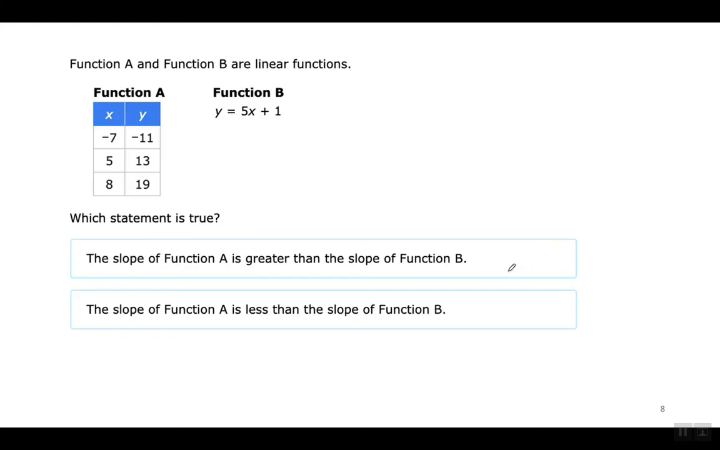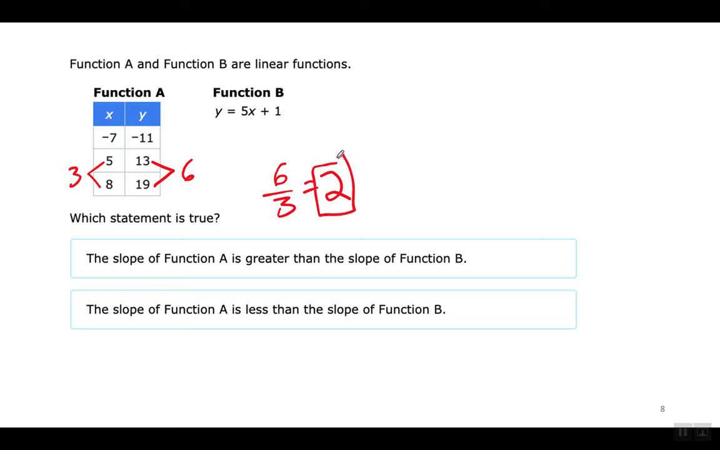Alright, here again we're comparing the slope. Estamos comparando el slope. So I would use these two. The two on the bottom are going to be easier because they're both positive. So yo lo haría con los dos de abajo porque son positivos, así que va a ser más fácil. The difference between 13 and 9 is 6. The difference between 5 and 8 is 3. So 6 over 3 equals 2. So the slope of function A is positive 2.